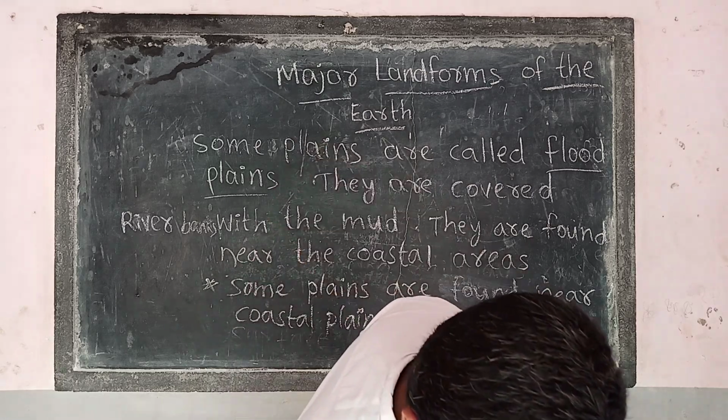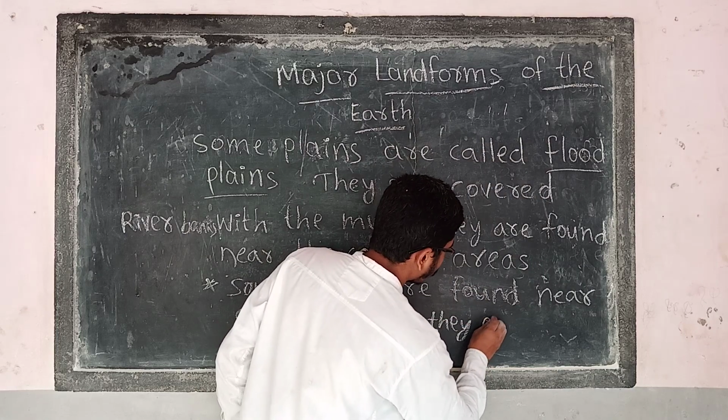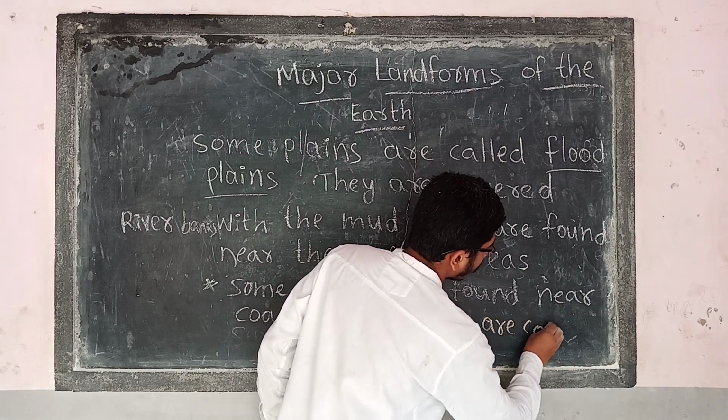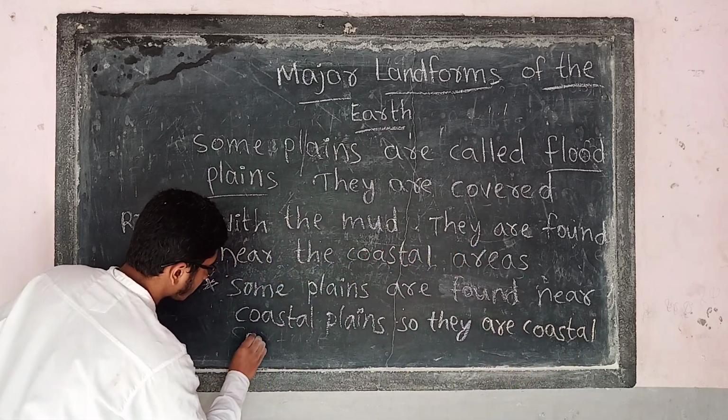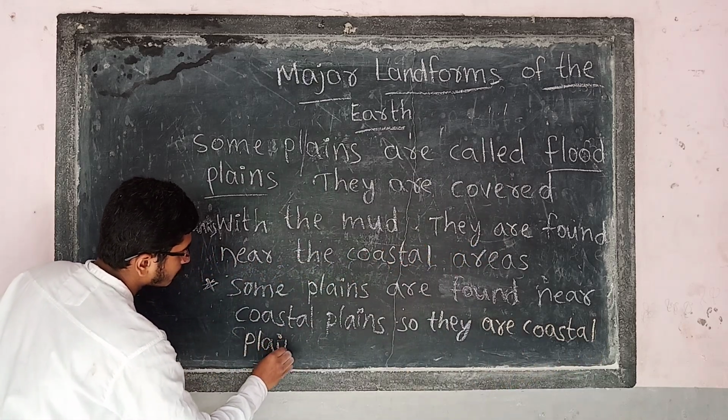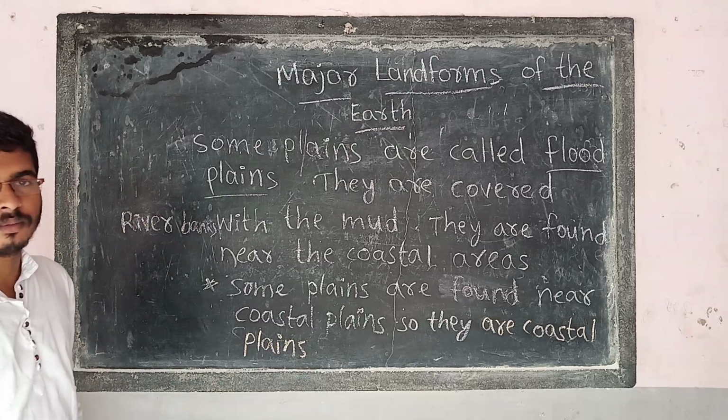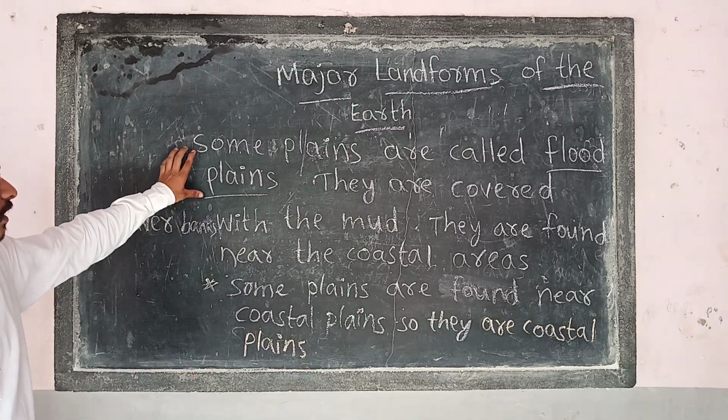We'll use another chalk piece. So they are called coastal plains. So you revise it again.